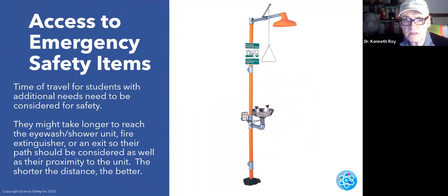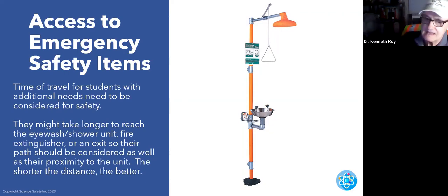Next. Access to emergency safety items, right? Time to travel for students with additional needs needs to be considered for safety, right? They might take longer, and more likely they will, to reach the eyewash or shower unit, depending upon what the special need is, fire extinguisher, or an exit, so their path should be considered as well as their proximity to the unit. The shorter the distance, the better. If the exit is in the front of the lab, you don't want this person sitting in the back of the lab, right? You want them near the front. It gives you a better view of them. You can help them supervision-wise, and you can make it safer for them, most certainly.